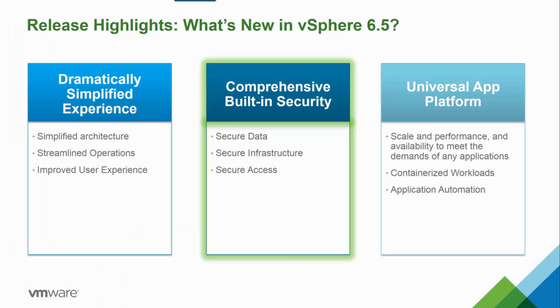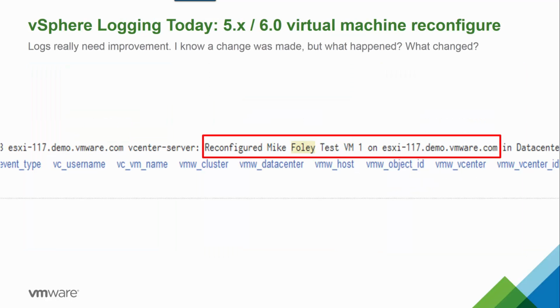So let's get started. The second category in what's new in vSphere 6.5 that we're discussing covers comprehensive built-in security. We've accomplished this by securing not only the data, but also the infrastructure as well as access. Today in vSphere 6.0 Update 2 and below, vSphere logging doesn't provide you with an overly detailed amount of information to assist you in troubleshooting. In the current and older versions, when I make a change to a virtual machine, I only get this "Mike Foley reconfigured this VM" type of message, as you see in the red box here.